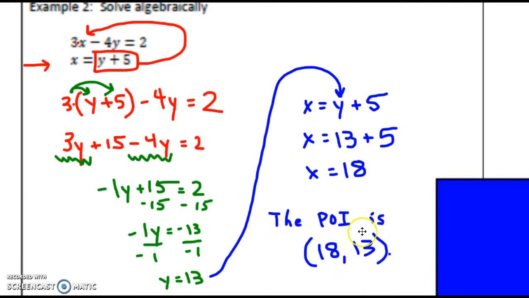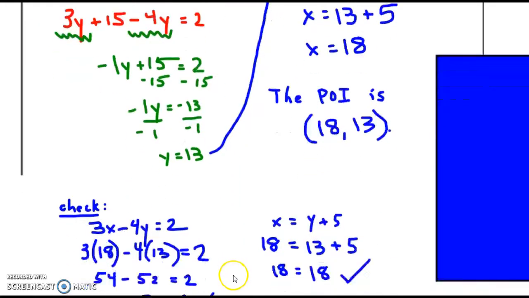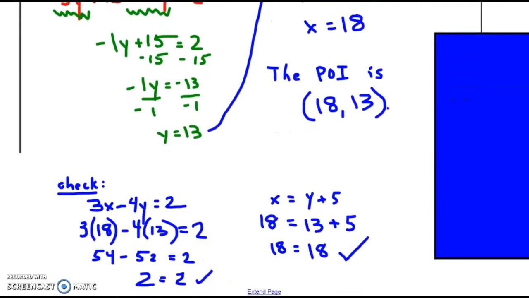This means the point of intersection is 18 for the x value, 13 for the y value. Checking is just like the other question. You're going to take both equations. You're going to substitute x for 18, y for 13. You're going to do your math. We just did this one, so we know it works.